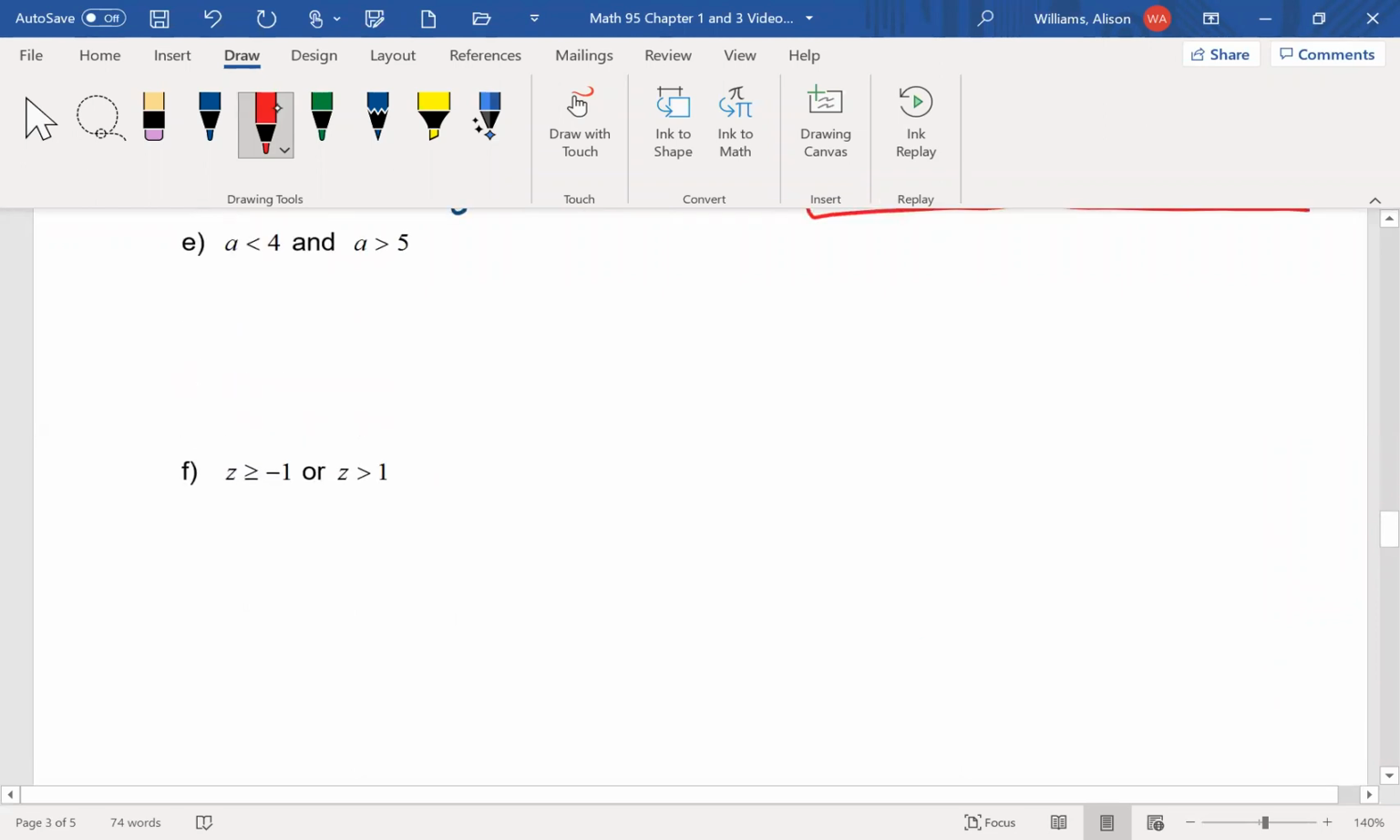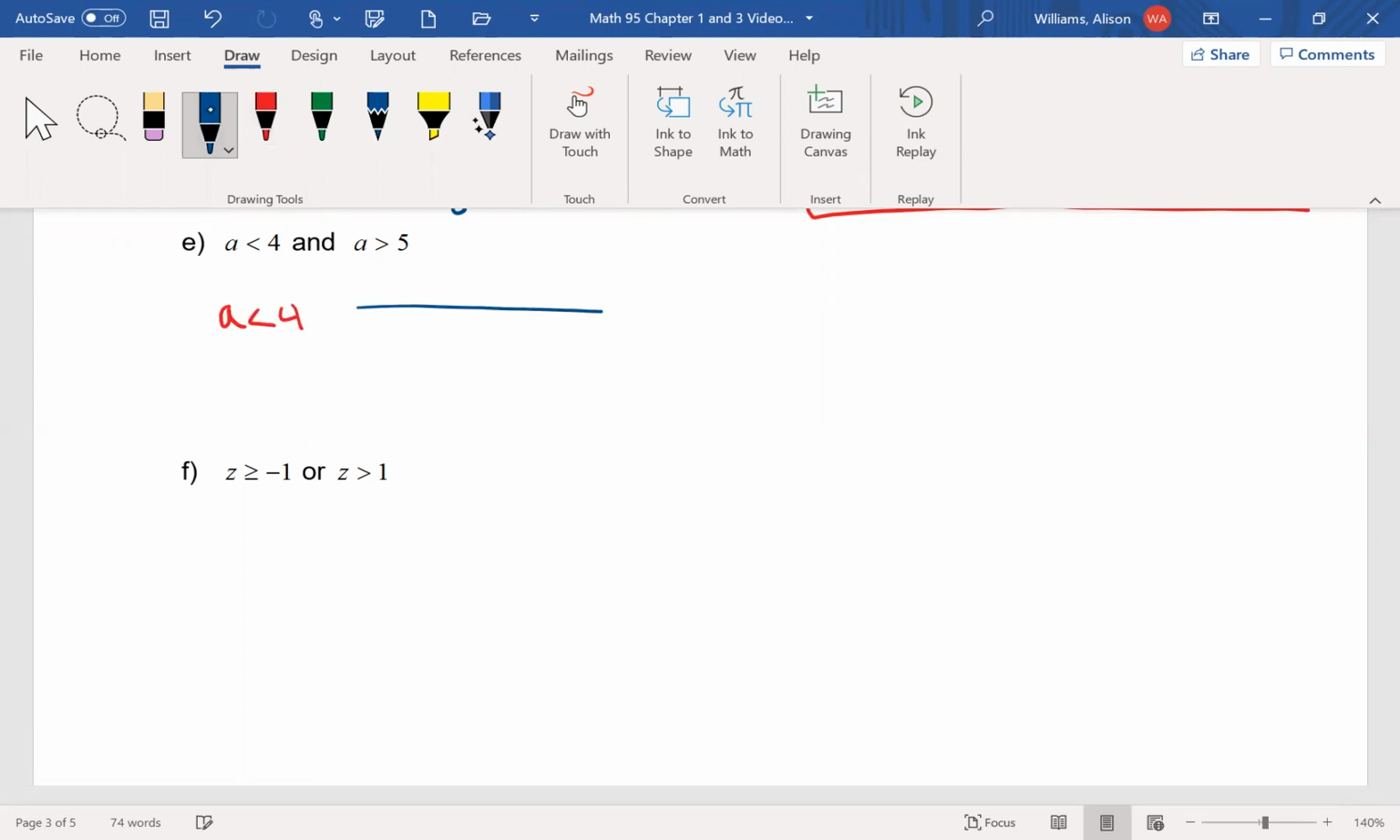Let's try these two now. A is less than 4. Here's 0, here's 4. Less than 4 would be a parenthesis, shading to the left, smaller than 4. A is bigger than 5. 5 would be a little bit over from 4, parenthesis again, going to the right this time. Now we're looking at and, so we're looking at what they have in common, and they have nothing in common. If they don't have anything in common, there's literally nothing for me to draw.